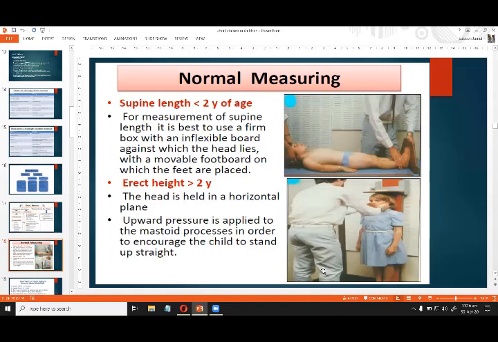If the age of the child is more than 2 years, then you have to take the erect height. For this, the child is made to stand against a wall with the head and the shoulders touching the wall. Head is held in a horizontal plane. Upward pressure is applied to the mastoid processes in order to encourage the child to stand up straight.